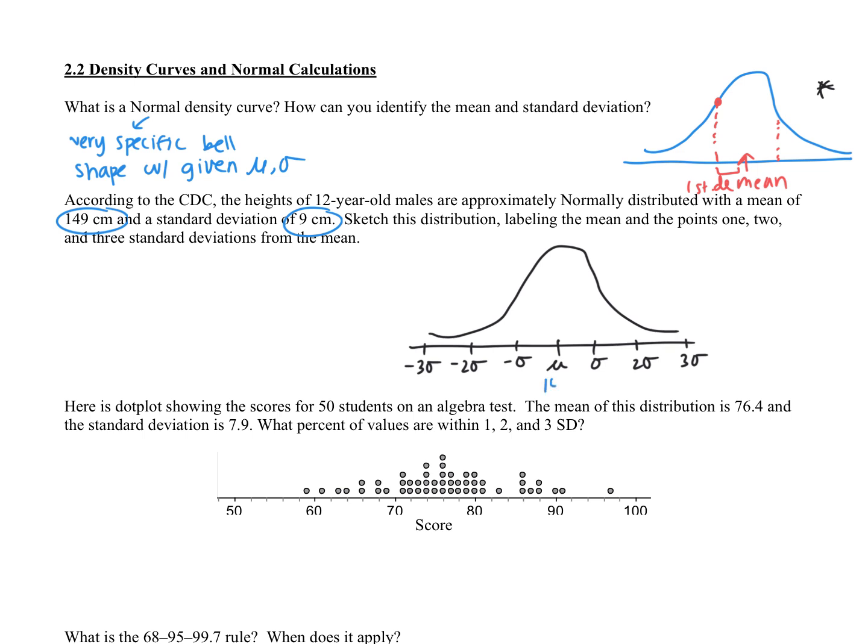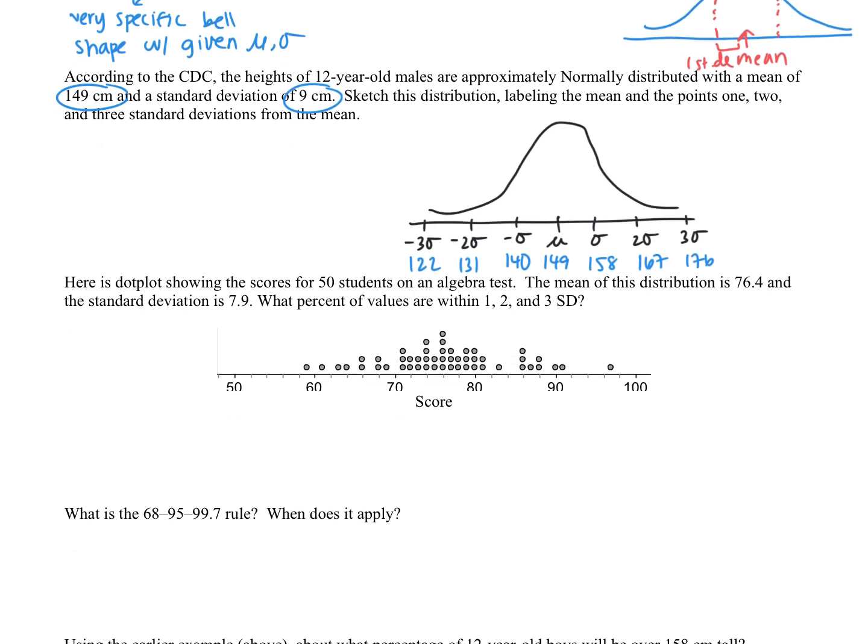So the mean is 149. So 1 standard deviation above then is 158, and then 167. I'm just adding 9, and then 176. So 1 below then would be 140, and 131, and 122. So this is our perfectly labeled normal curve. Okay, we're going to keep moving.